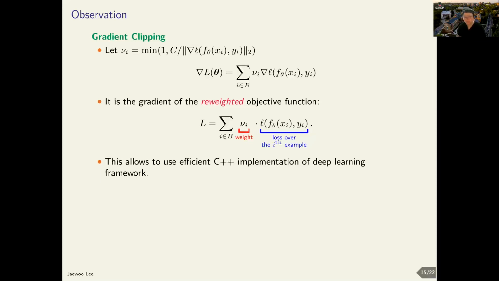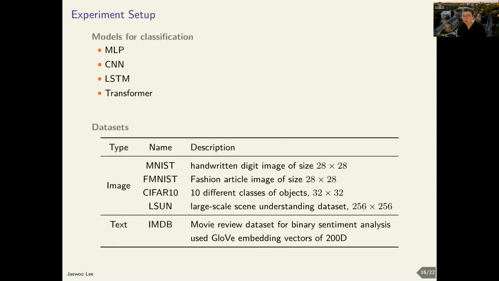This allows us to use the efficient implementation of existing deep learning libraries to calculate the per example gradient for differential privacy. Here we compare the performance of our proposed method against the baseline algorithms on different neural network architectures and on different data sets. So we consider multi-layer perceptron, convolutional neural network, LSTM, and transformer network. For data sets, we use MNIST, Fashion MNIST, CIFAR-10, and ELSON, and IMDb movie review data sets.